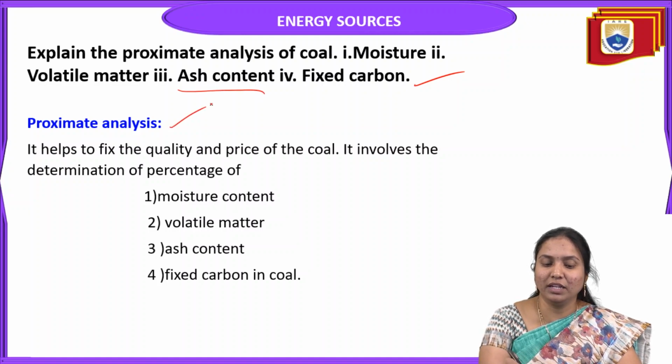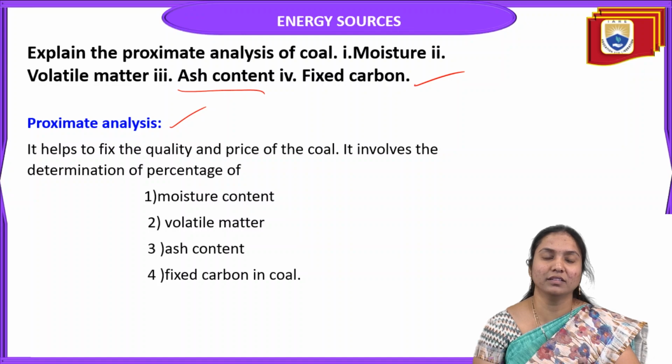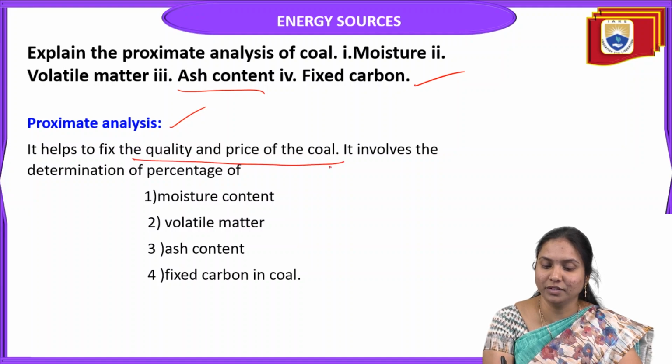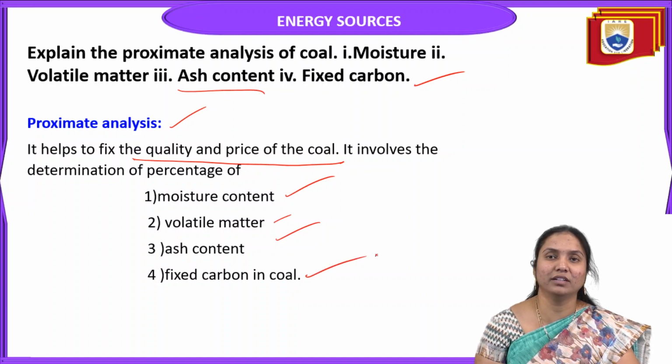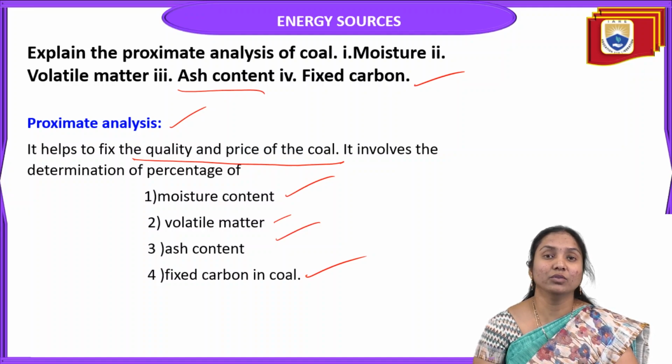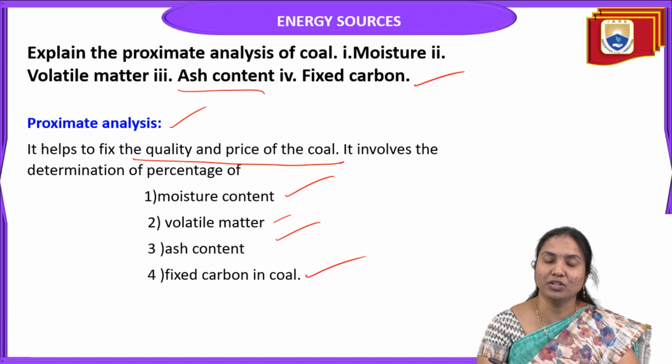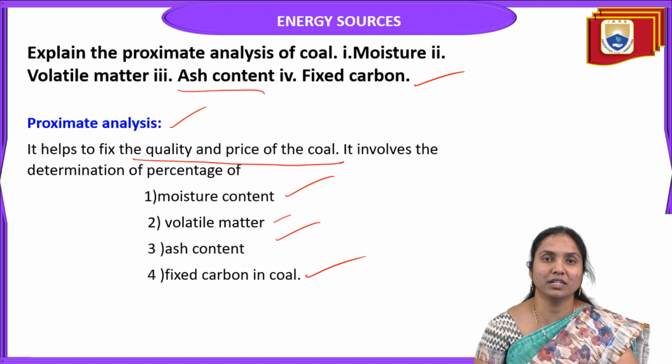So here, what is the use of approximate analysis? It helps to fix the price and quality of coal. It involves determination of the percentage of moisture content, volatile matter, ash content and fixed carbon. For this purpose, we calculate the percentage of moisture content, volatile matter, ash content and fixed carbon which are present in this coal sample.